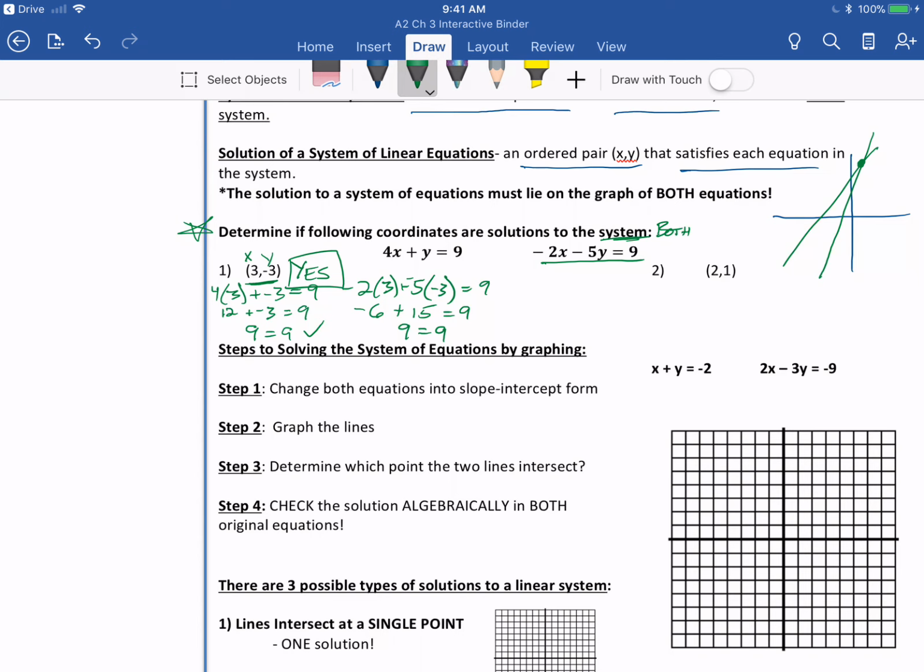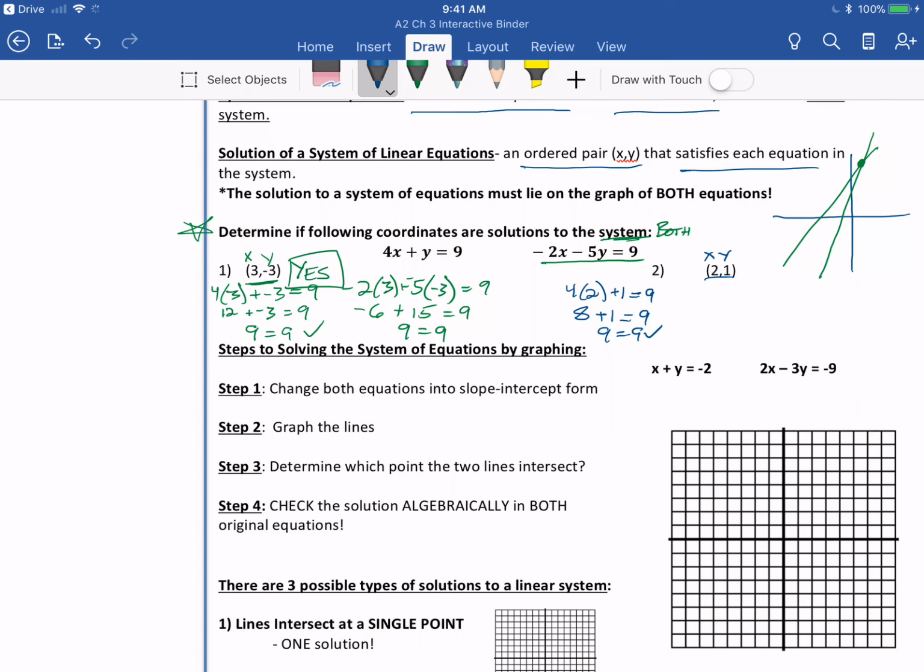Okay, but now let's check another point. Maybe these lines are right on top of each other. Maybe they're exactly the same line. So this point over here, (2, 1), could work. We have to try it to see if it does. So let's plug in (2, 1). See if it works. I get 4 times 2 plus 1. Does that equal 9? 4 times 2 is 8. Plus 1 equals 9. Does 9 equal 9? Sure it does. Check that off.